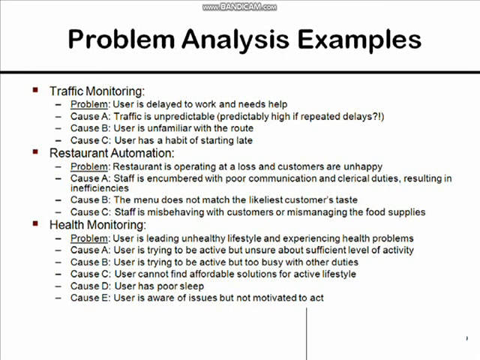The third example is health monitoring. Problem: the user is leading an unhealthy lifestyle and experiencing health problems. There are different causes shown. Cause A: the user is trying to be active but is unsure about the sufficient level. Cause B: the user is trying to be active but is too busy with other duties. Cause C: the user cannot find an affordable solution. D: the user has poor sleep. E: the user is aware of the issue but not motivated to act.